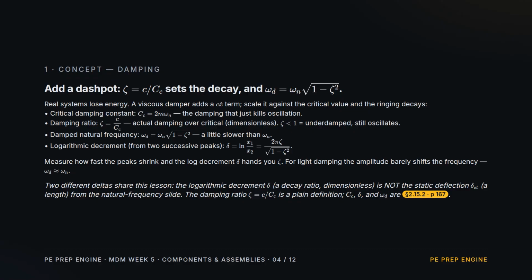Concept 3. Damping. A real system bleeds energy through a viscous damper. Compare its damping constant to the critical value that would just kill the oscillation, and their ratio is the damping ratio zeta. Below 1, the system still rings but a touch slower. The damped frequency is the natural frequency times the square root of 1 minus zeta squared. To find zeta from a test, take the natural log of the ratio of 2 successive peaks, the logarithmic decrement, and back out zeta. One caution, this decrement delta is not the static deflection delta from 2 slides ago.